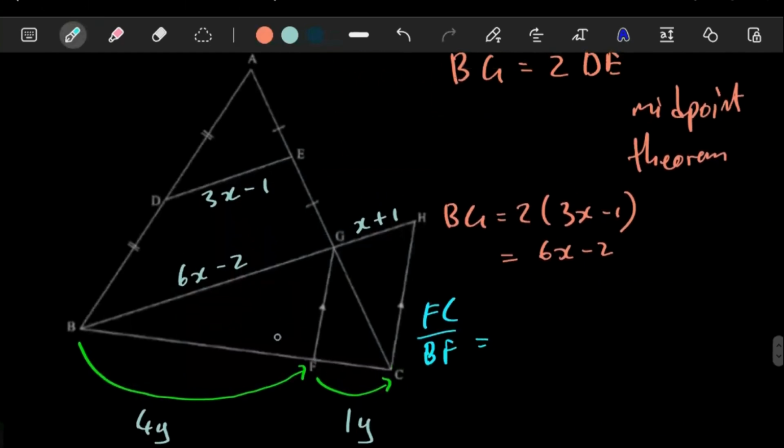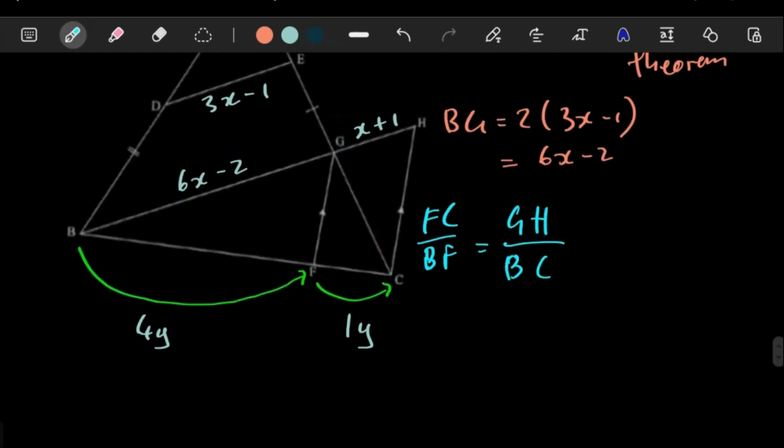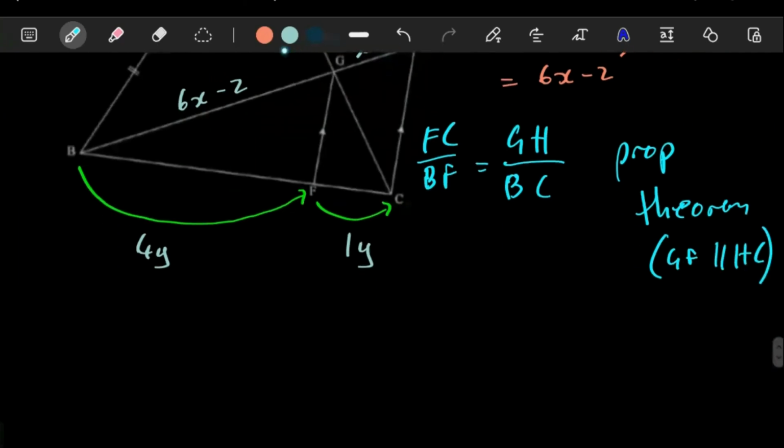The FC over this BF is equal to GH over BG. The reason for that is midpoint theorem. No, proportionality theorem. There we go. It's just the proportionality theorem. And then in brackets, you can basically state that GF is parallel to HC. So that being said, you know that this ratio is a quarter.